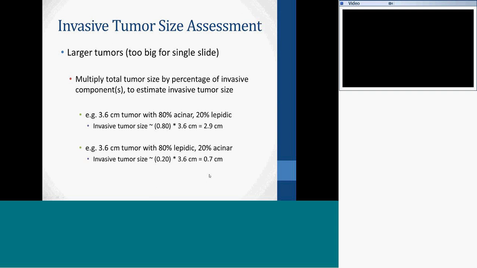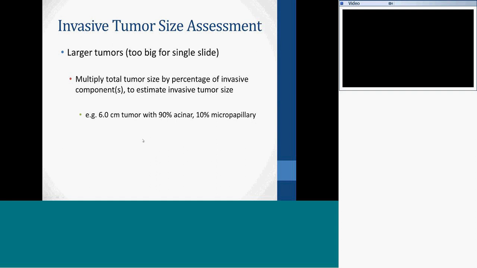I'll talk a little more about the impact on staging, but as you can appreciate, this represents quite a major departure from the way that most of us have been staging these tumors up to this point, or assessing size of these tumors to this point.